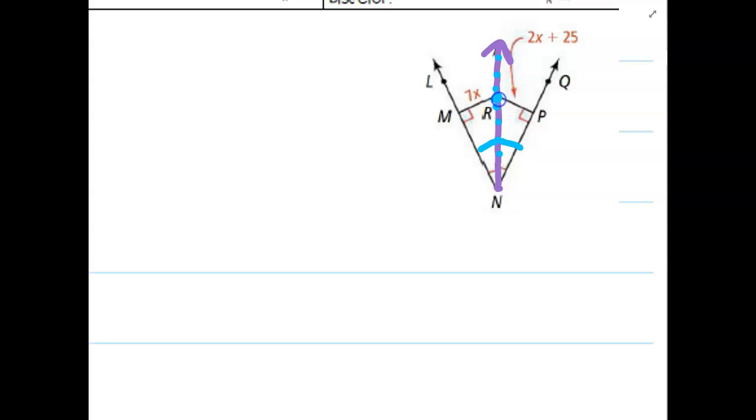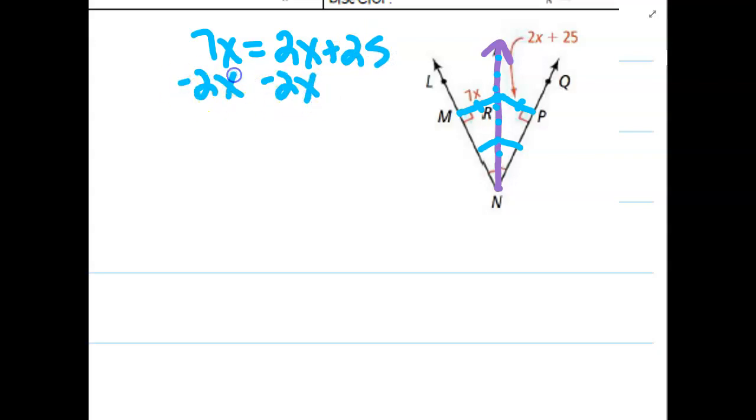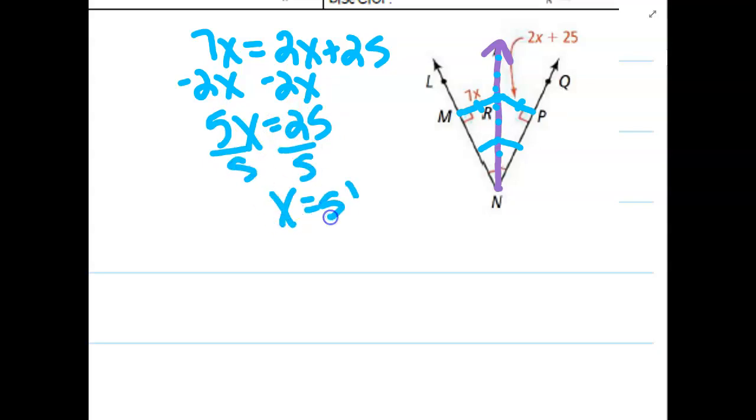So what they did here is said, okay, I've got point R here. Here's the distance from R to that side. Here's the distance from R to that side. Theorem 5.5 tells me those two are the same. They're congruent. So if this is 7x and this is 2x plus 25, I know that 7x equals 2x plus 25. And then we can solve for x. So subtract 2x from both sides. 7x minus 2x is 5x. Divide by 5, we should get x equals 5.